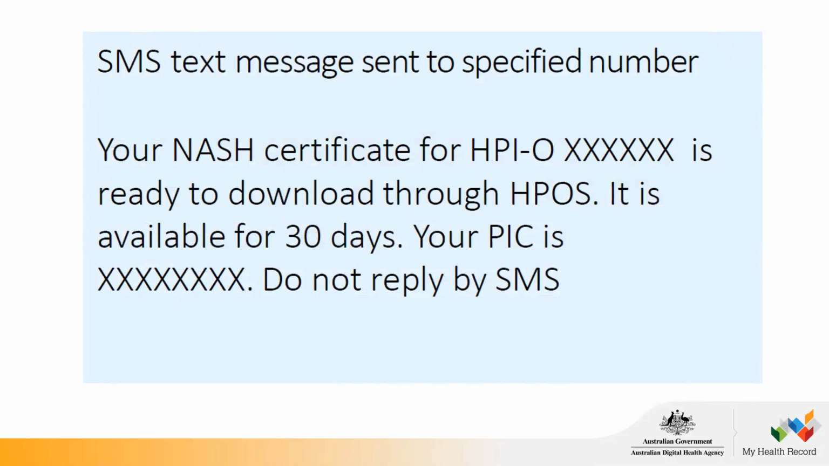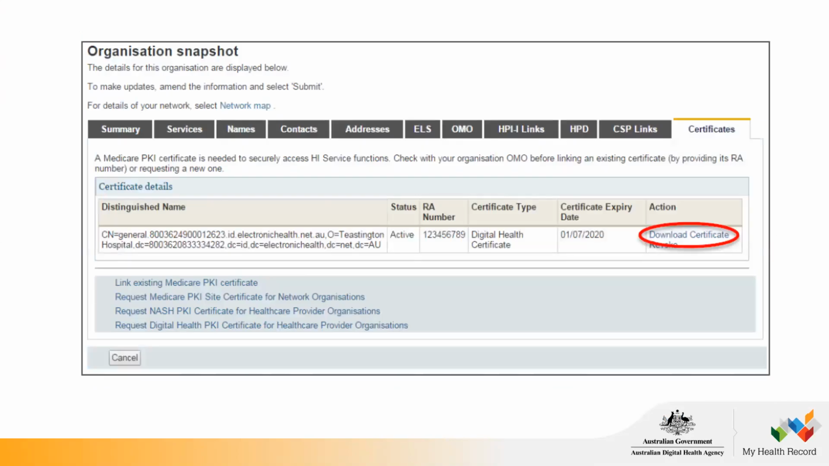So once that's come through, any individual that's linked to your organisation will be able to see and download the Nash PKI certificate. However, only the person who got the text message will have the code, and that code is necessary to install it. Once the Nash certificate is available, it will remain there and be able to be downloaded for 30 days. So you only have 30 days to download your certificate and get it installed.